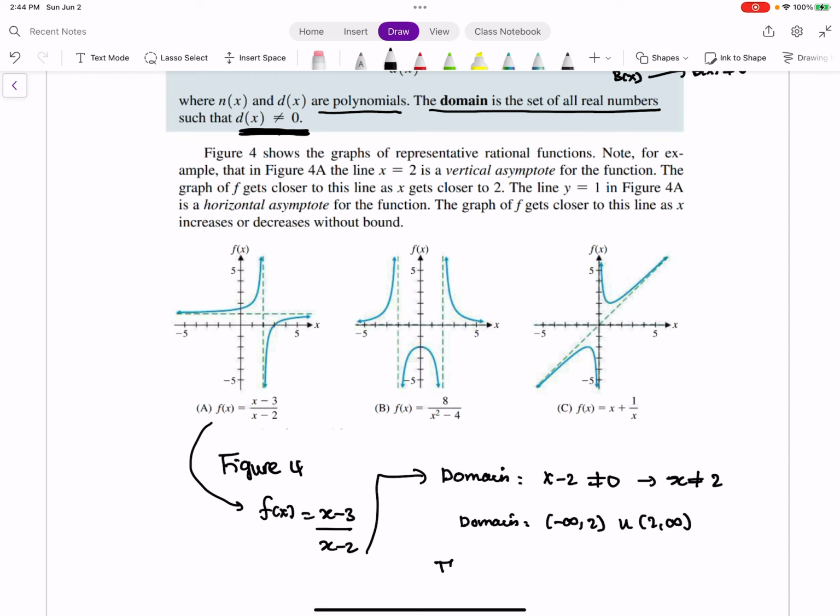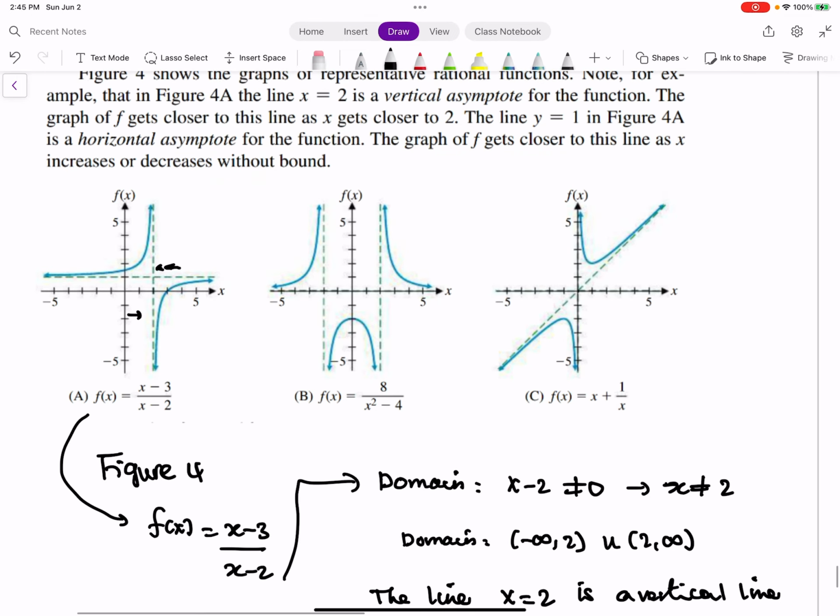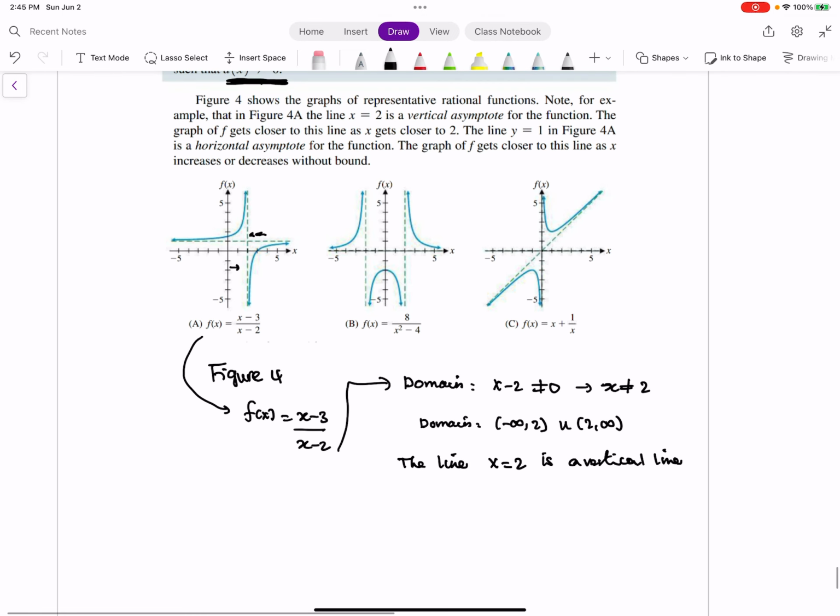Now the line x is equal to 2 is known as a vertical line. That means you can approach this vertical line, but you can never cross it. Just assume that there is a vertical wall, so you are not able to cross the vertical wall. That is known as a vertical asymptote of the rational function.